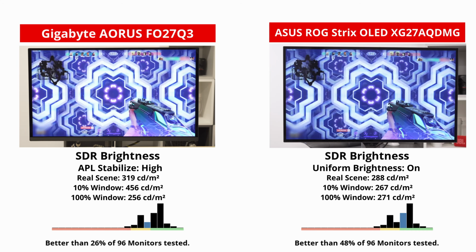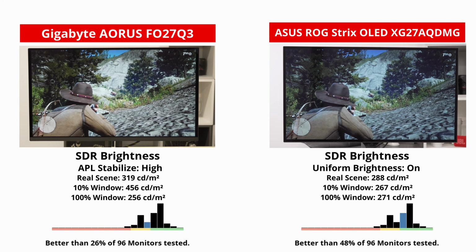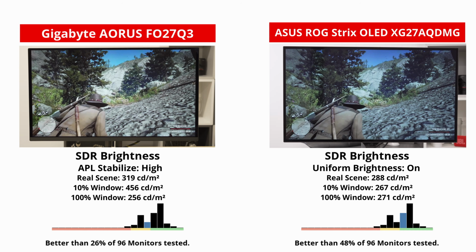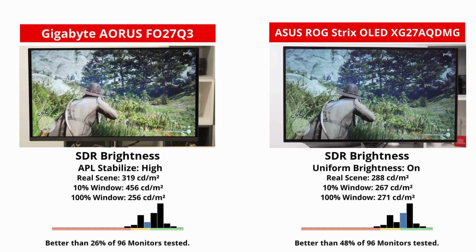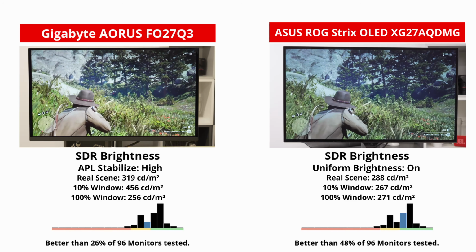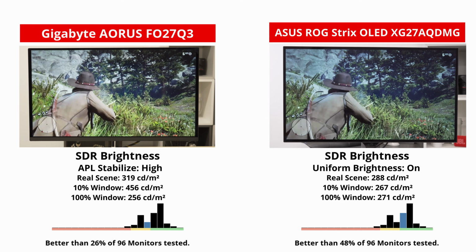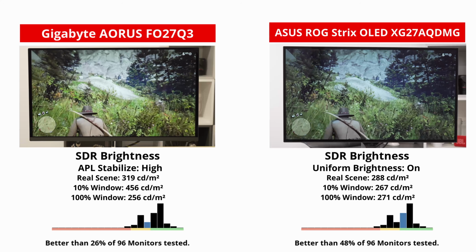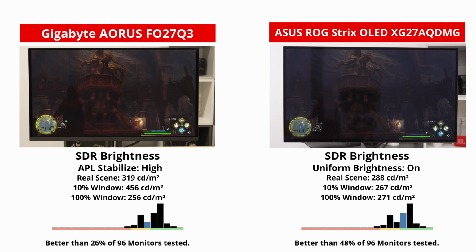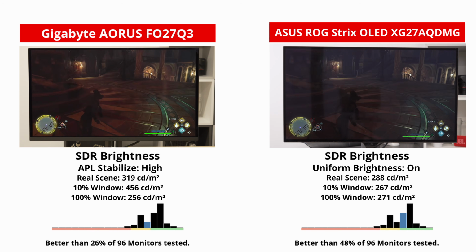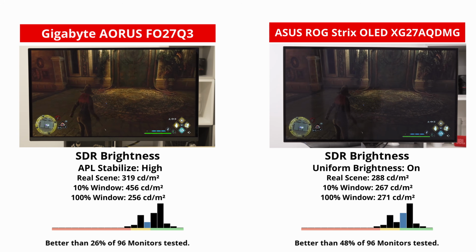The Gigabyte has a similar setting called APL Stabilize, but it's a bit different in how it impacts the brightness. The screen gets the brightest if you have it on high, but then the changes in brightness are too distracting, like if you're opening and closing windows. Plus, even with it on high, most content still doesn't get as bright as on the ASUS. Instead, there's more consistent brightness between different content if you set it to low, but the trade-off is that the screen gets dimmer. This is a lot to say that if you want to use your monitor in a bright room, then the ASUS takes the cake.